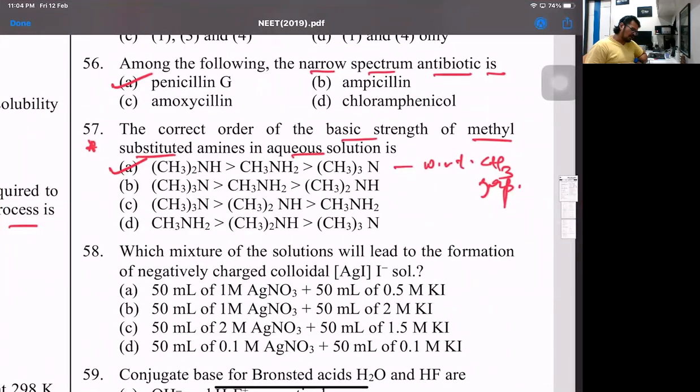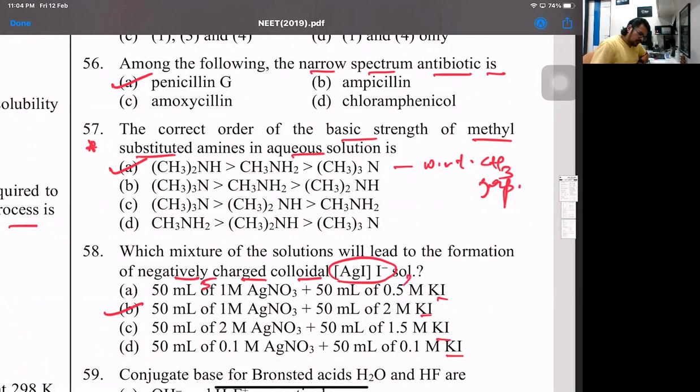If you observe over there, 58 is nothing but which will lead to the formation of a negatively charged colloidal solution. So you want AgI I minus, meaning the KI solution should be in excess. That is possible out of all if you do the millimoles only in one option, B. Here 50 into 1, so this is 50, 50 into 0.5 over there. So that's going to be nothing but 25.